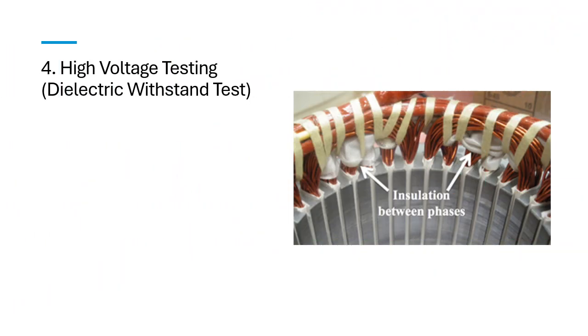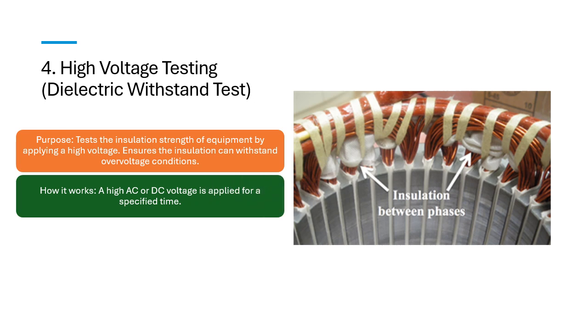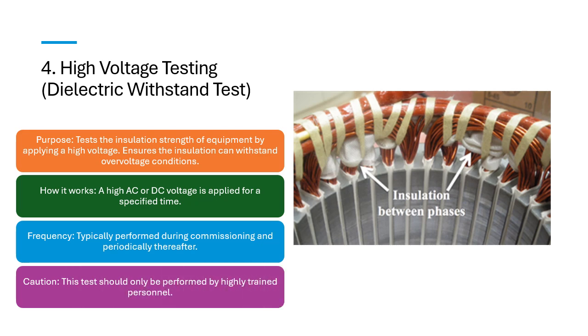4. High voltage testing, dielectric withstand test. Purpose: tests the insulation strength of equipment by applying a high voltage. Ensures the insulation can withstand overvoltage conditions. How it works: a high AC or DC voltage is applied for a specified time. Frequency: typically performed during commissioning and periodically thereafter. Caution: this test should only be performed by highly trained personnel.